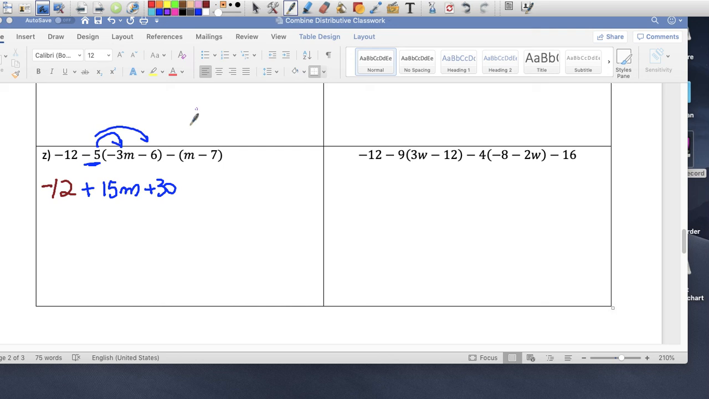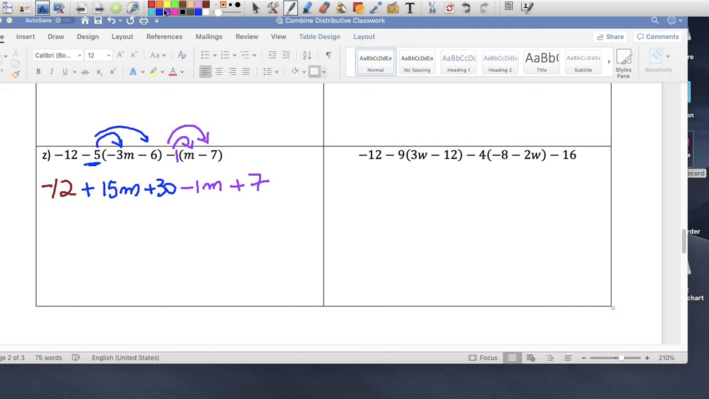And finally, we have this other parentheses, and again, think of a 1 over here. So it's negative times a positive, which is going to be negative. 1 times m is just m, or 1m. I'll put the 1m there. Let me just write it a little better. 1m. Then negative times a negative is a positive, and 1 times 7 is just 7. So this is what I have. Can I combine anything? Is there anything to combine?